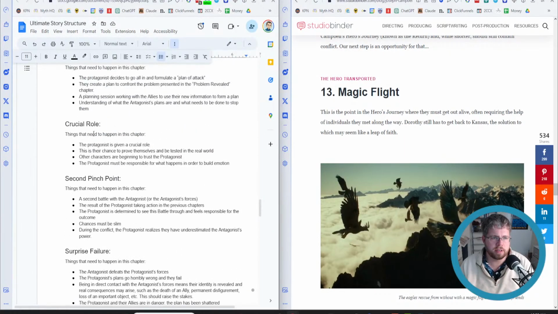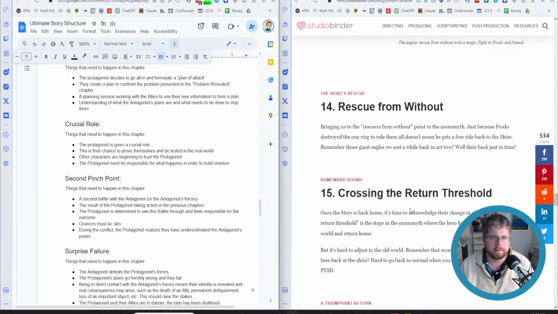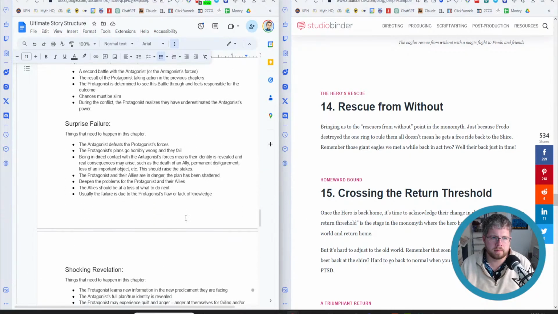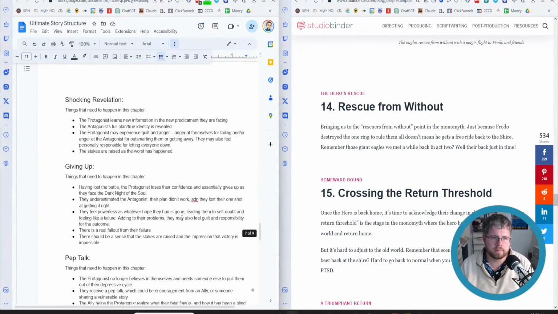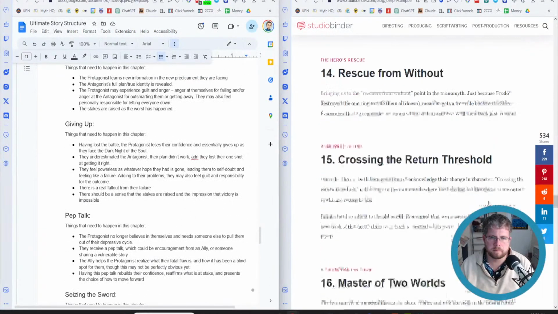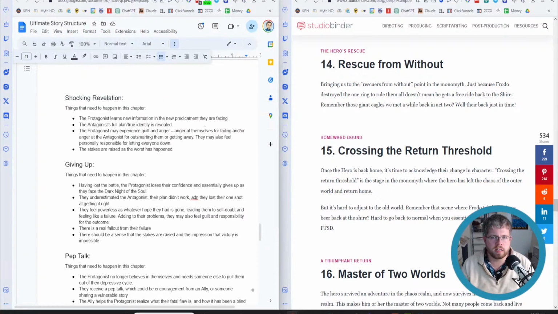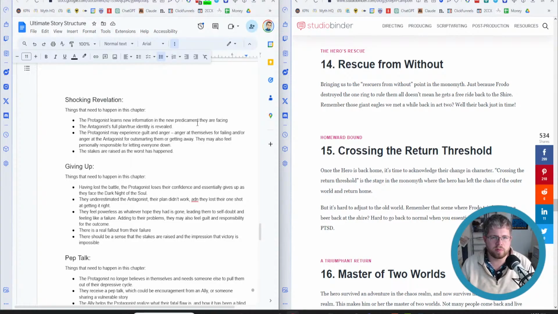Is that the second pinch point? Like, all of these sort of exist in one way or another, but it's not quite so picture perfect. But I'm also not sure where's a better place to put it.